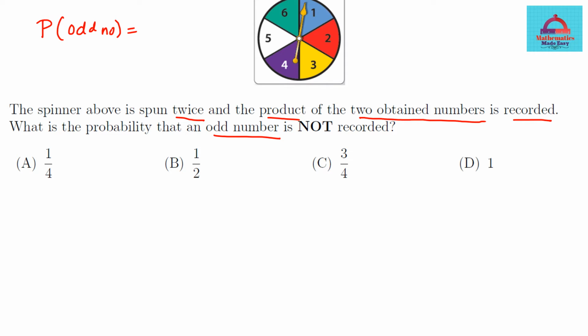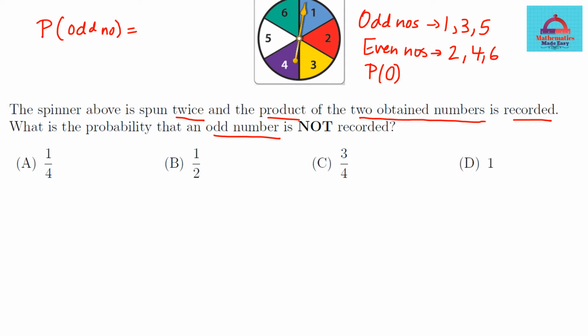So out of 1, 2, 3, 4, 5, 6, how many are the odd numbers? Let's write them. 1, 3, 5. How many are the even numbers? Let's write them too. 2, 4 and 6. So probability of picking an odd number is 1, 2, 3, 3 options out of total of 6. So the probability is 1 by 2.